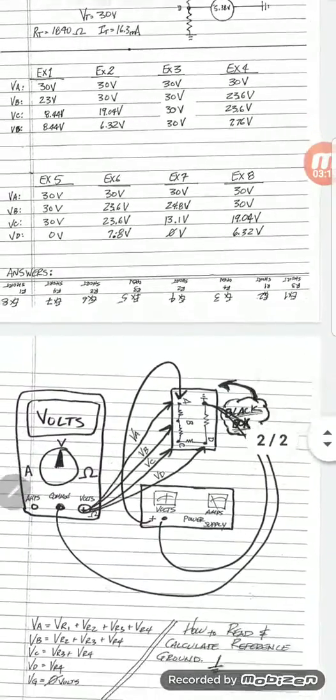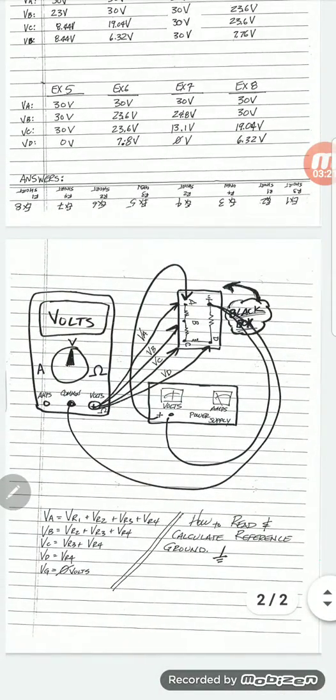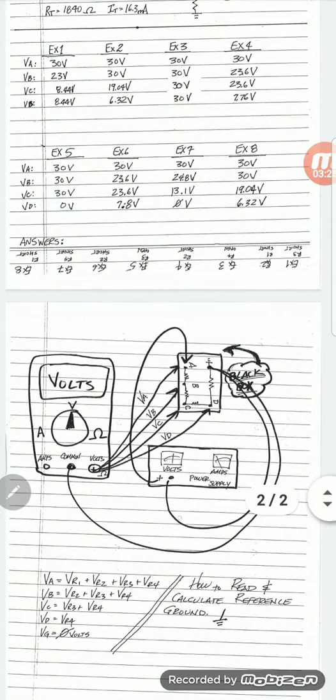And if I was in the lab, this is how I would set this up. I would have my voltmeter, and I would be reading volts. And the way this is set up, my power supply is set up. Let's say I have a black box here, and I've got A, B, C, and D labeled on my black box.